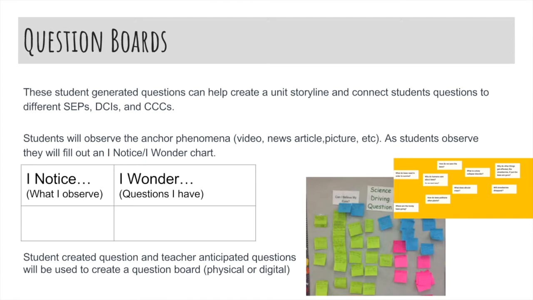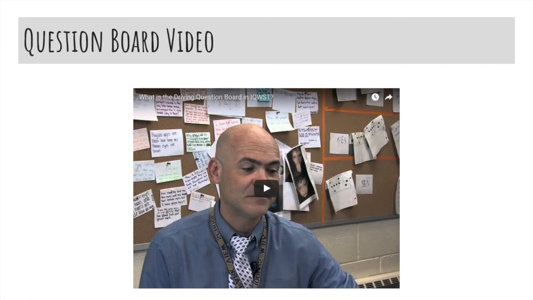When designing the question board, the order is created in a way where insight and learning experiences build to our understanding of the anchor phenomena, students and teacher created. The order of understanding is necessary to make sense of the anchor phenomena. And students and teachers will work together to group the questions by categories. For example, back to my bees, I could organize by survival, bee parts, solutions, the environment, and so on. We are now going to watch a short video about question boards in the classroom.